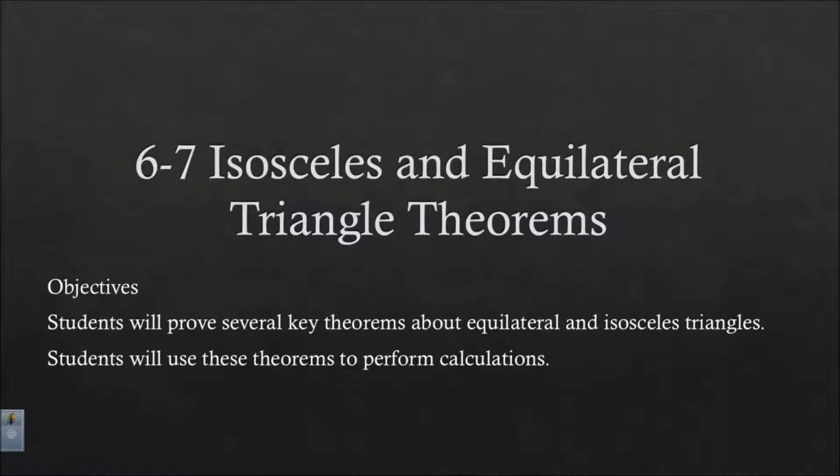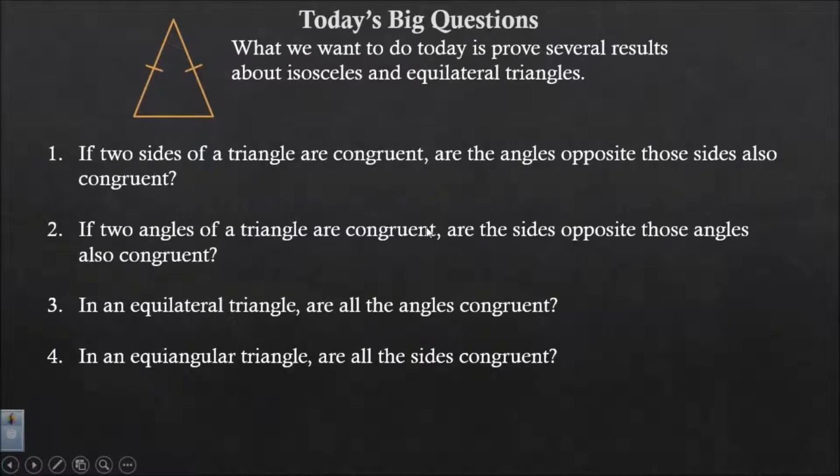Today we're going to be talking about Unit 6, Lesson 7, Isosceles and Equilateral Triangles. In this lesson we are going to prove several key theorems about equilateral and isosceles triangles, and then your work in the lesson is going to be largely algebra based. There's not a lot of proofs here except for the theorems themselves, and you'll see those theorems on the tests. We got four big questions to answer today.